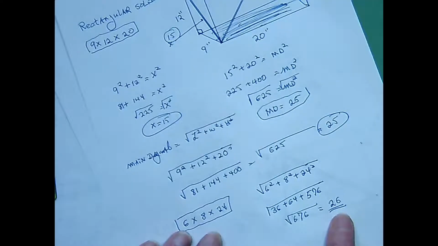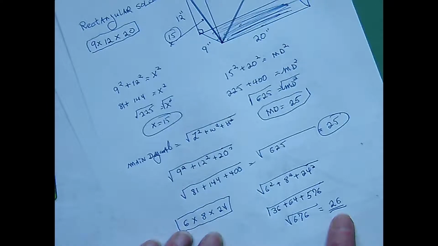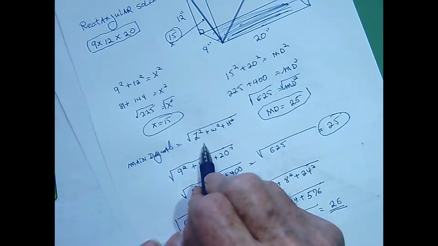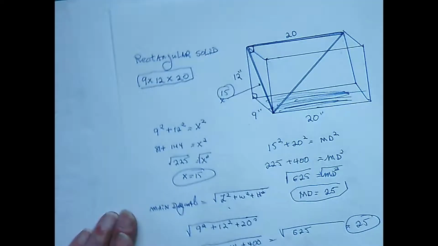So, the length of the main diagonal you should have had in that homework assignment on the Pythagorean theorem with a few solids, the main diagonal should have been 26. Using this confirms that idea. I want to show you a couple of other things too, please.